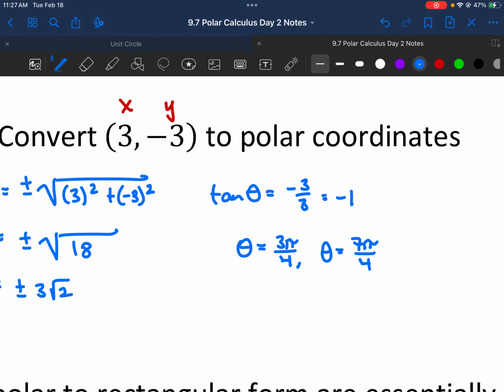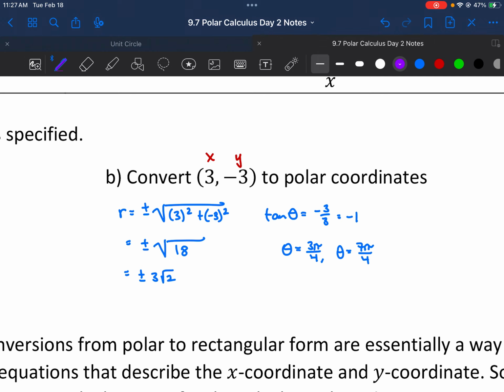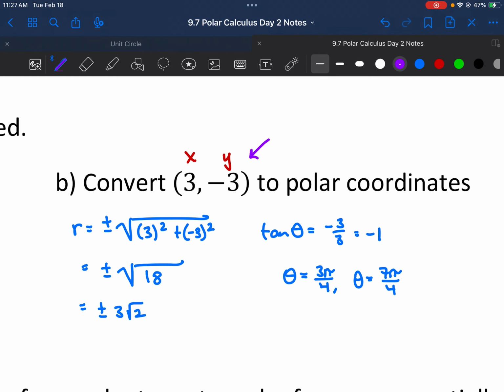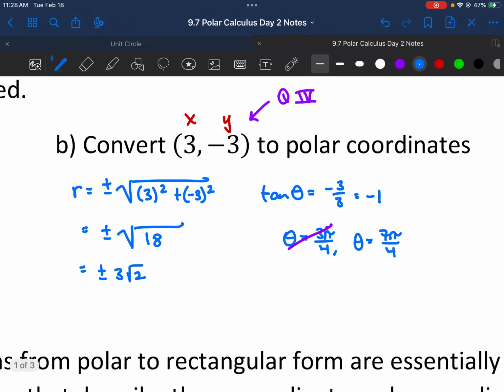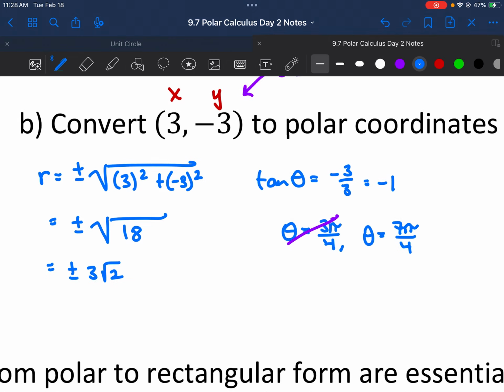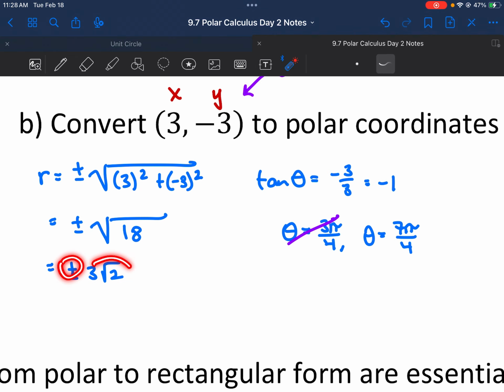Now, we have to be careful here. We have to be very careful with polar. The point 3, negative 3, if you were graphing it, would be in quadrant 4. So we must take 7 pi over 4 as our angle. That's a quadrant 4 angle. 3 pi over 4 is in quadrant 2. So our polar coordinates we would take the positive r value, 3 root 2, and the angle 7 pi over 4.